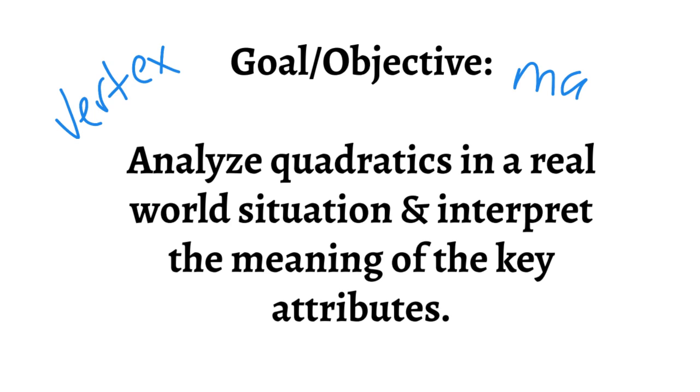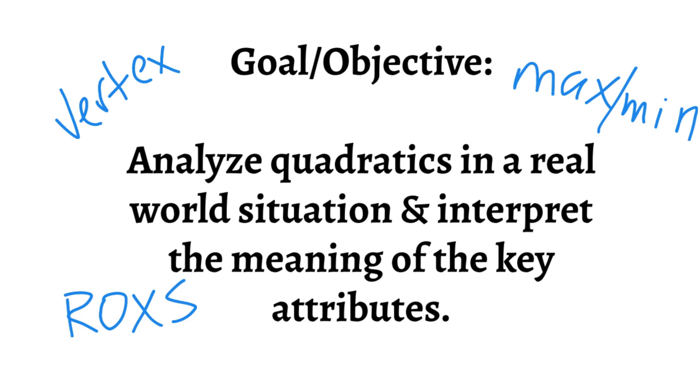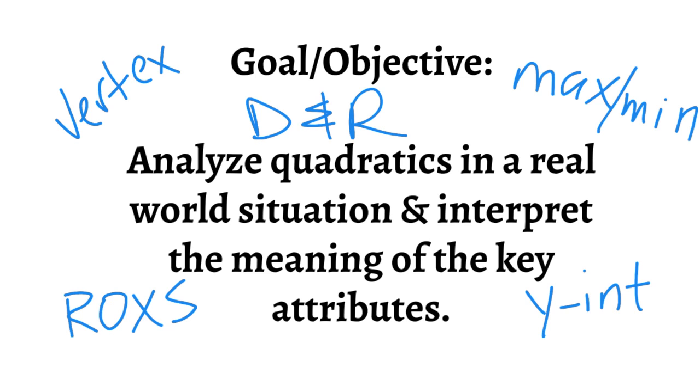maximum and minimum. We talk about roots as x-intercepts, roots, zeros, solutions, y-intercept. We talk about domain and range. We talk about a lot of different attributes of a quadratic. So you want to make sure you're familiar with these vocabulary words so that we can now apply all of these words and other ones to real-life context.